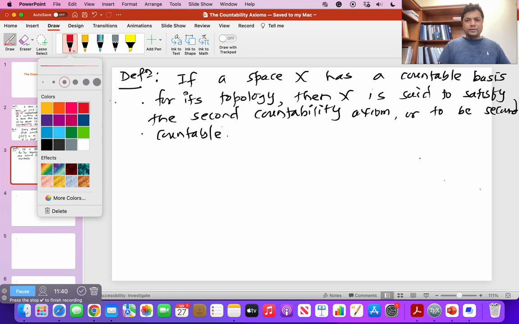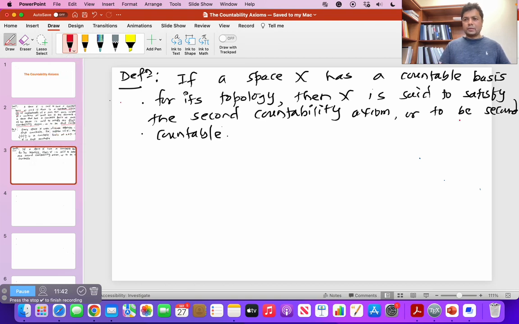Okay, so here's the definition of second countable space. A topological space X is said to be a second countable space if there is a countable basis for its topology, and if your space is second countable, then we say that X satisfies the second countability axiom. So the difference between the first countable space and the second countable space is, for the second countable space, you have to have a countable basis for the topology of your topological space.